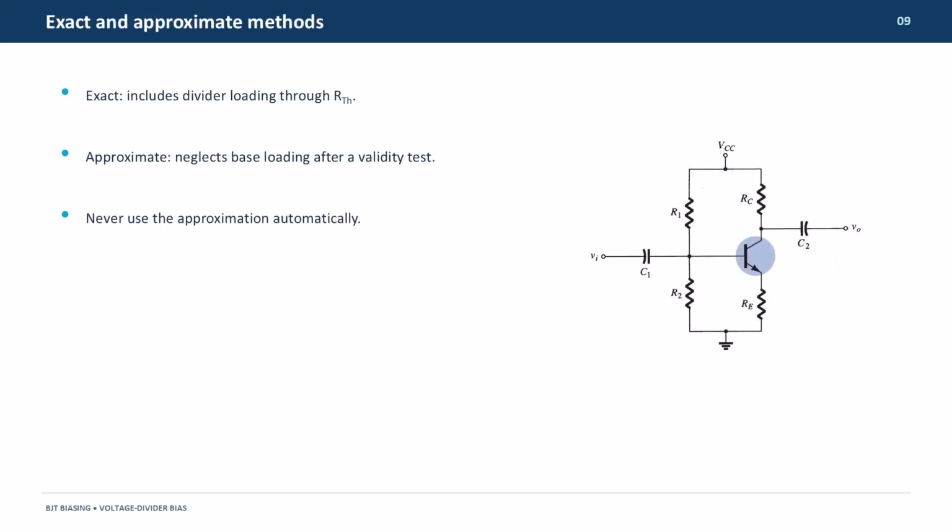There are two common analysis routes. Exact analysis replaces the divider with its Thevenin equivalent and includes the base current loading. Approximate analysis treats the divider voltage as unloaded and assumes collector current is approximately emitter current. The approximate route is faster, but it must first pass a validity test.